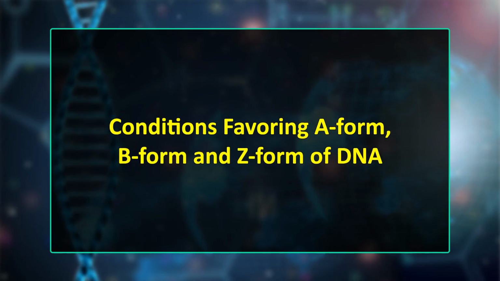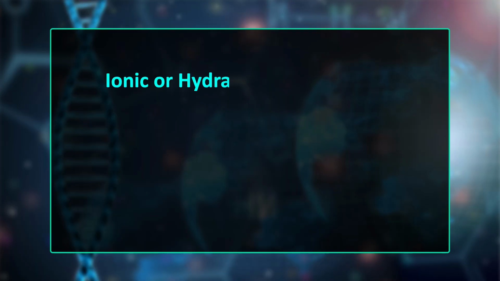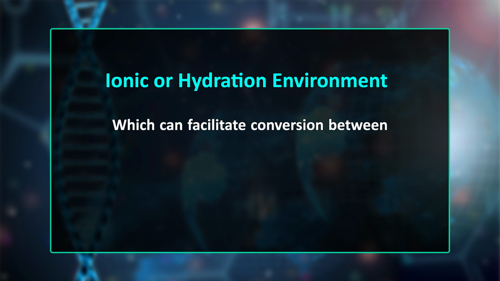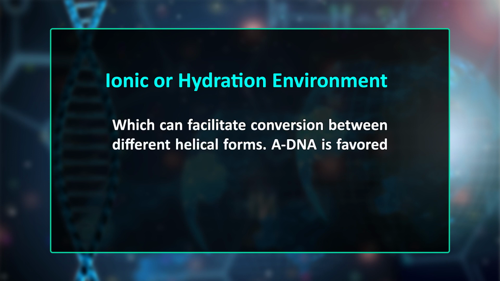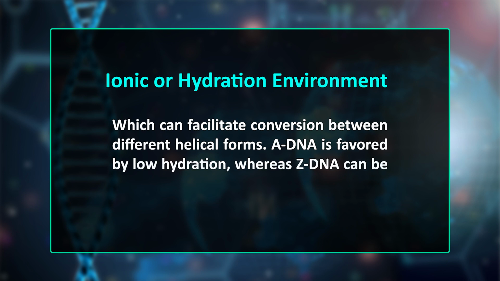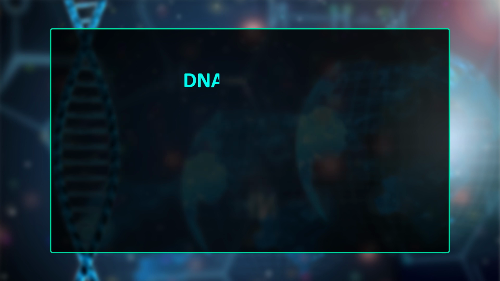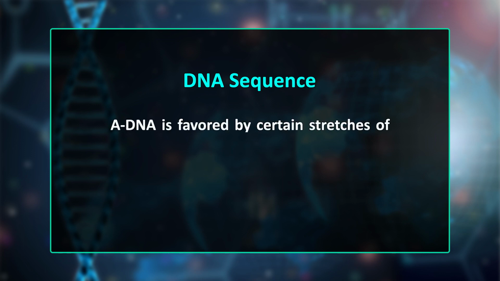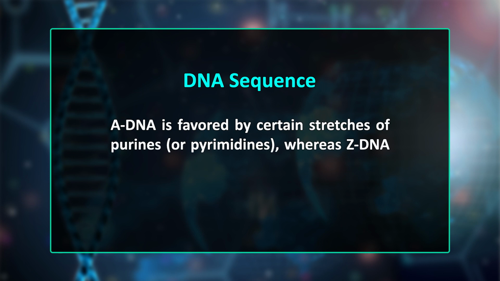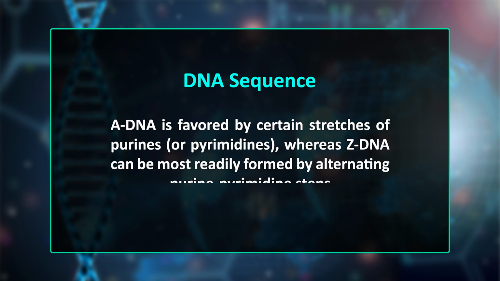Let's now discuss the conditions favoring A form, B form, and Z form of the DNA. Whether a DNA sequence will be in the A form, B form, or Z form, conformation depends on at least 3 conditions. The first condition is the ionic or hydration environment, which can facilitate conversion between different helical forms. aDNA is favored by low hydration, whereas zDNA can be favored by high salt concentration. The second condition is the DNA sequence. aDNA is favored by certain stretches of purines or pyrimidines, whereas zDNA can be most readily formed by alternating purine-pyrimidine steps.